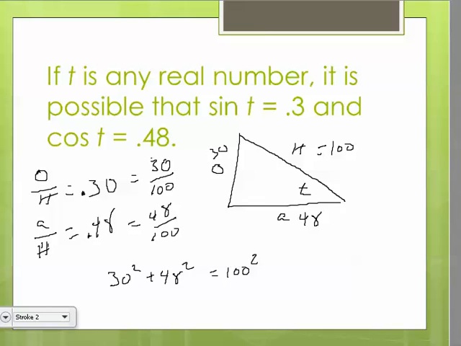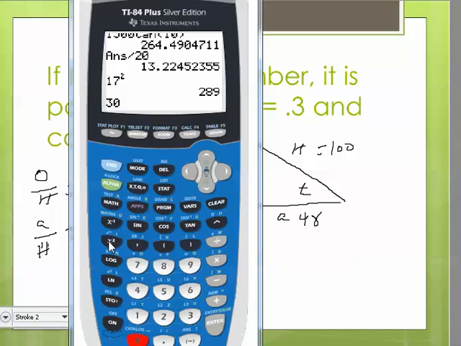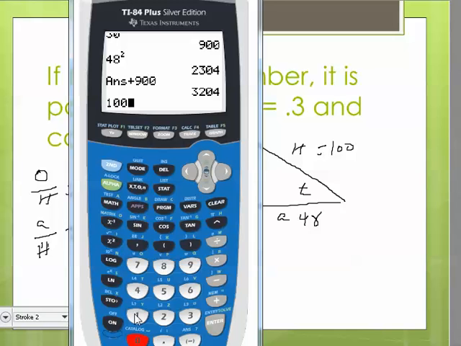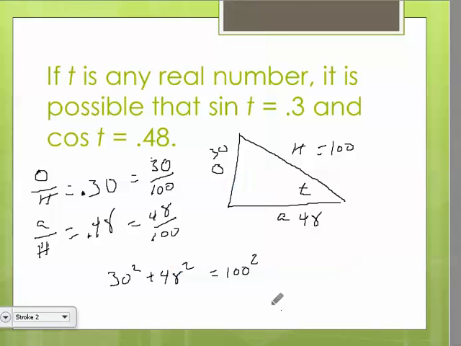Well, I can't do that in my head, so 30 squared is 900, plus 48 squared, and if I add those together, I get 3204. So if I take 100 squared, I do not get 3204. So the answer would be no, that would not work. And that was just using a little bit of logic and reasoning to work that out.